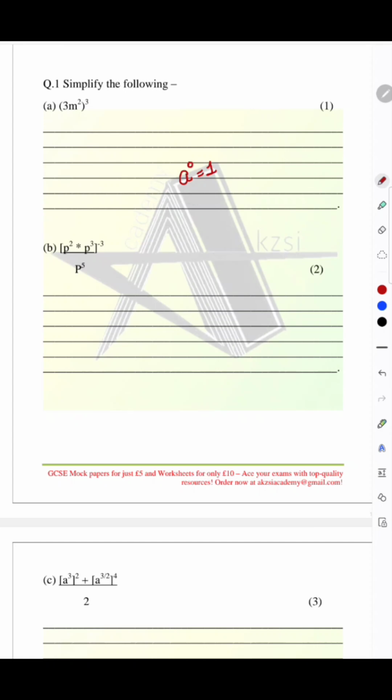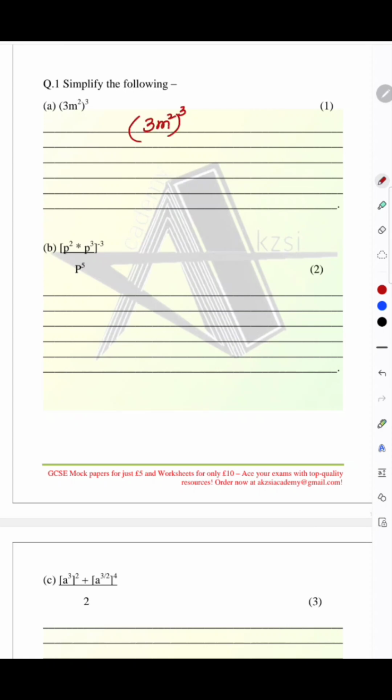Now these are basically a few rules, and obviously there are fractional indices and some more things that we will be discussing while we're doing the questions, but these are the most important laws that I have already covered. So coming back to question number 1, it says simplify. This is a power rule. So obviously, 3m squared whole cube.